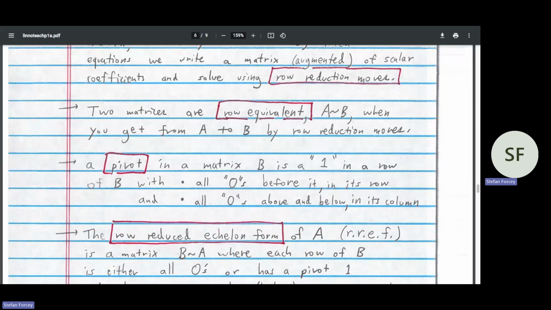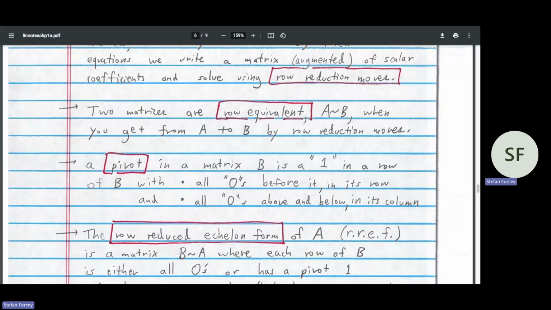Two matrices are called row equivalent, and we write that with a little tilde, A ~ B. A is equivalent to B using the tilde when you get from A to B by row reduction moves, or back, because row reduction moves can always be reversed.